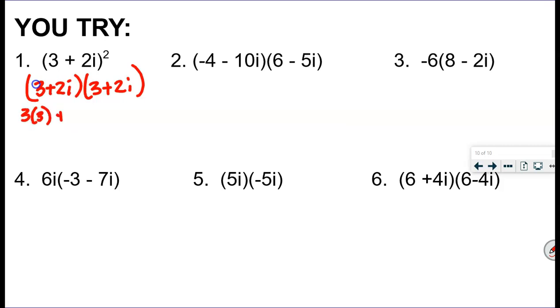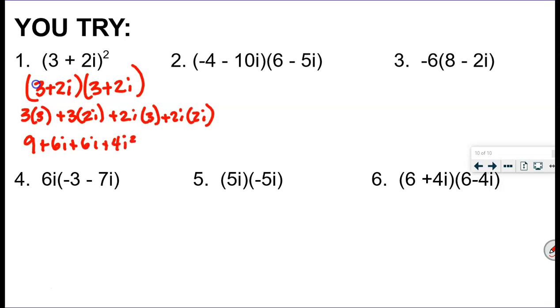Okay. Plus outside 3 times 2i. Plus the inside 2i times 3. Plus 2i times 2i. One thing about the box, it takes up a little bit less space, right? So this is 9 plus 6i plus 6i plus 4i squared. So the 6i and 6i are going to combine, so we've got 9 plus 12i.